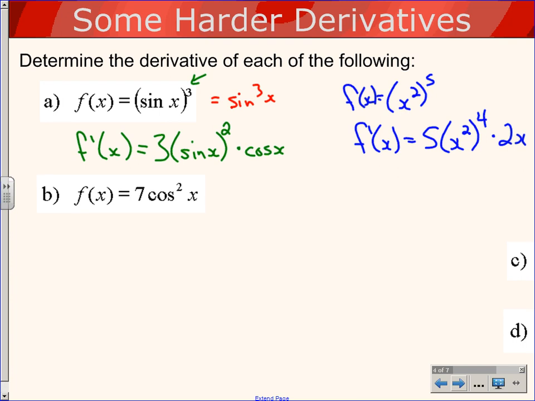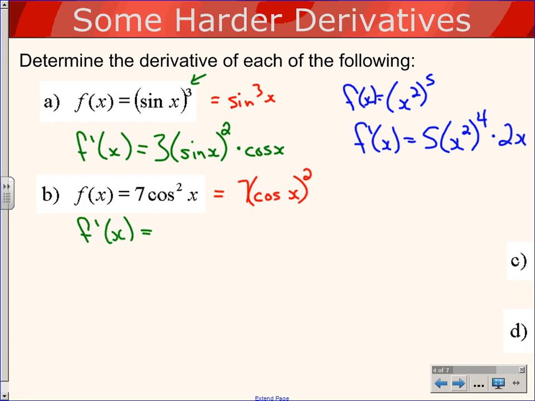So here's really a very similar idea, but it's written probably the way we don't want to see it. It's written properly as 7 cos squared x. What that means is 7 cos x, and it's just the cos that is squared, right? The 7's in front. That square, that exponent of 2, isn't referring to the 7. So by writing it that way, I think this becomes a little bit easier.